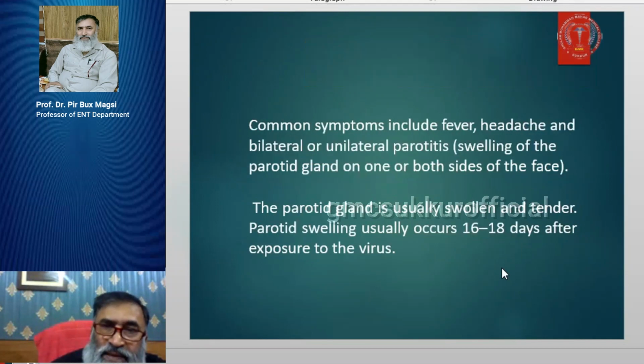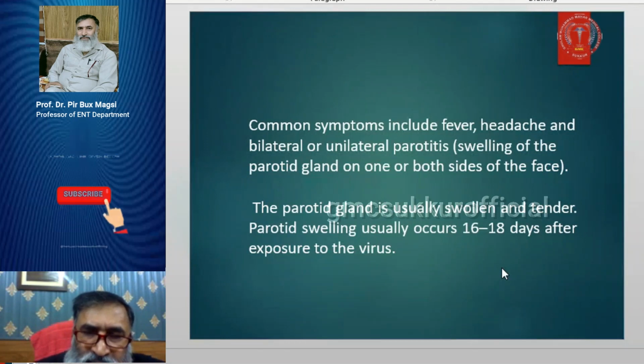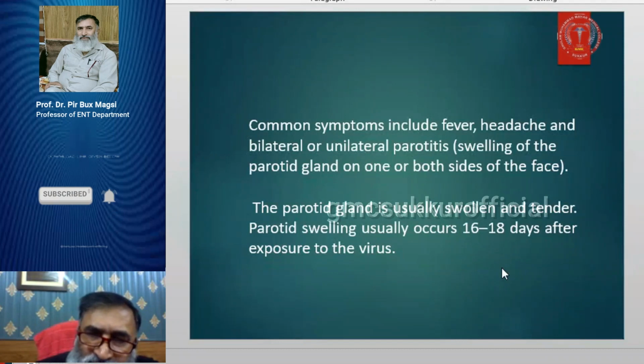Now, common symptoms include fever, headache, bilateral or unilateral parotitis, swelling of the parotid gland on one or both sides of the face. The parotid gland is usually swollen and tender. Parotid swelling usually occurs 16 to 18 days after exposure to the virus.